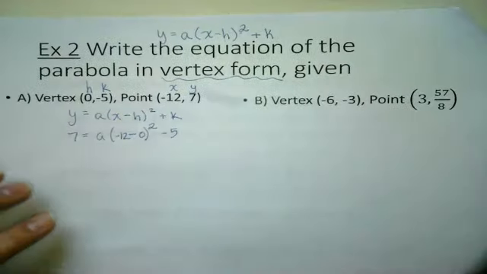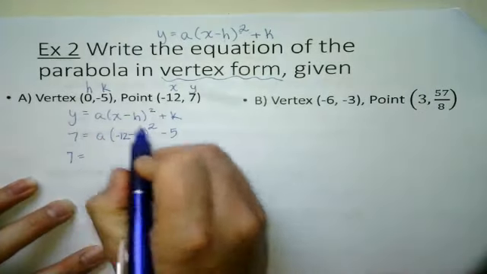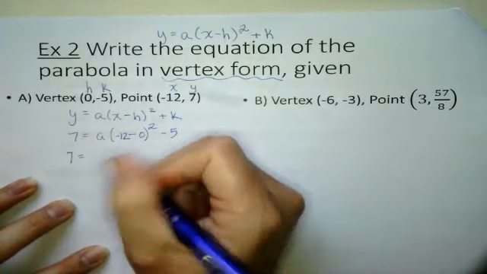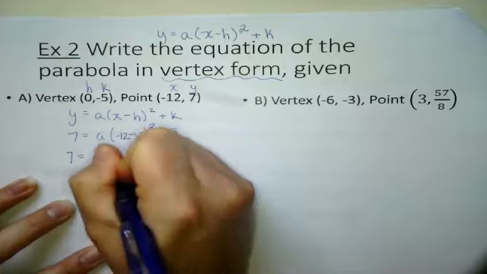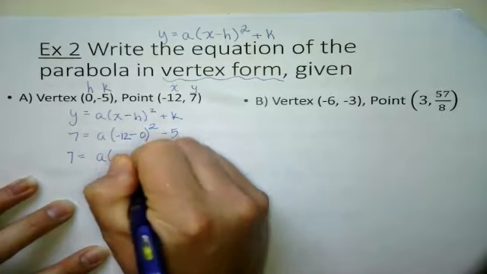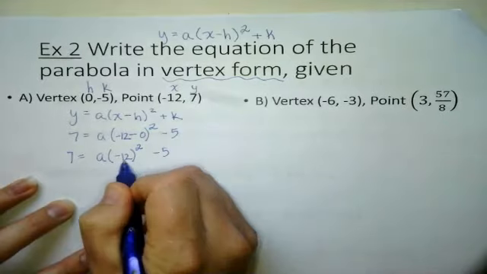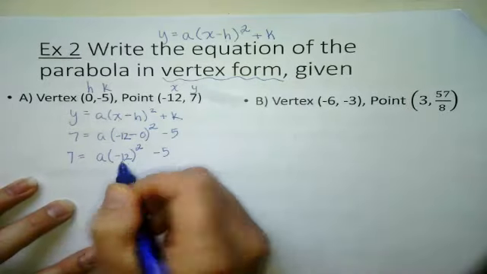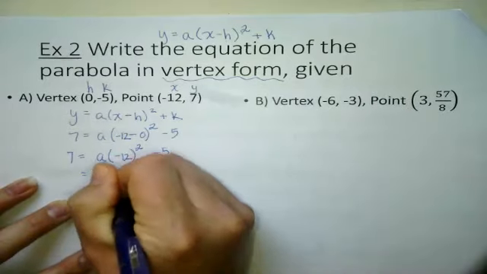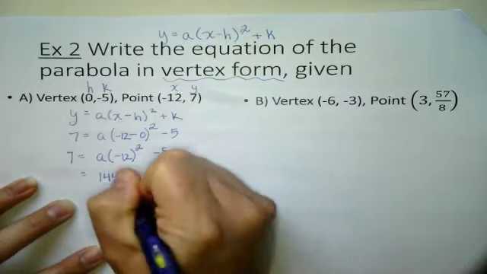Now, this is the hard part. Take your time. Use your calculator here. You can plug this whole thing here in your calculator if you wanted to. I have a times the quantity -12 minus 0 is -12, and that is being squared. Negative 12 times negative 12 is positive 144. This is going to be 144 times A.